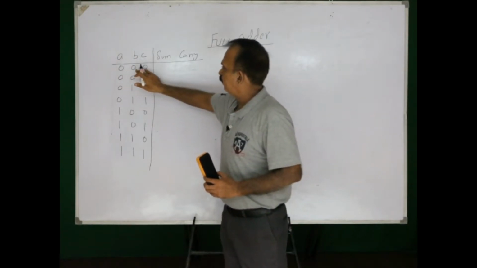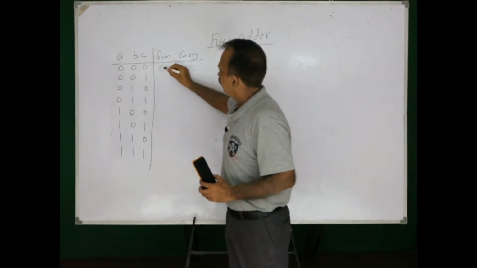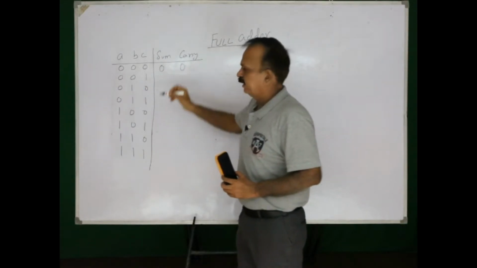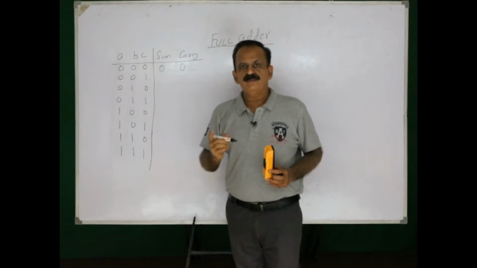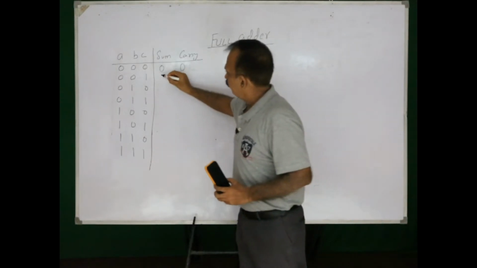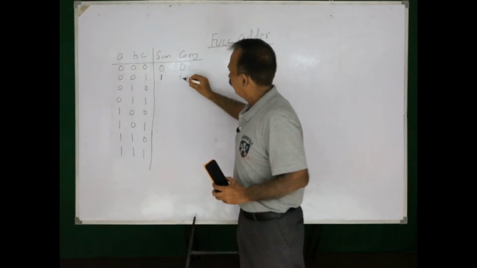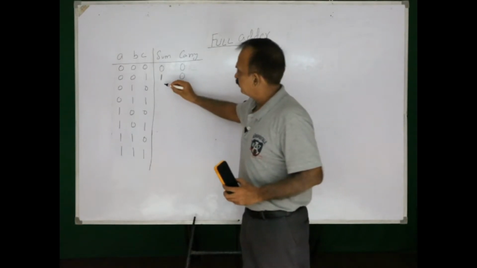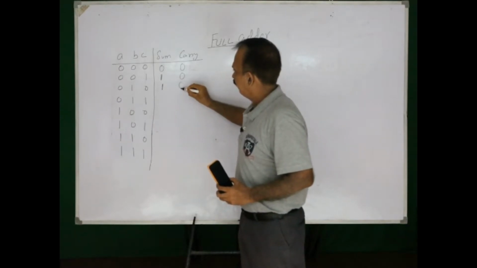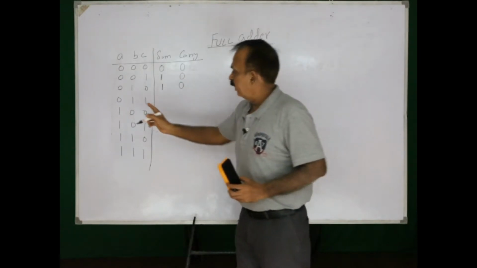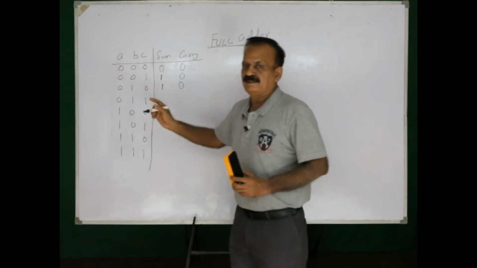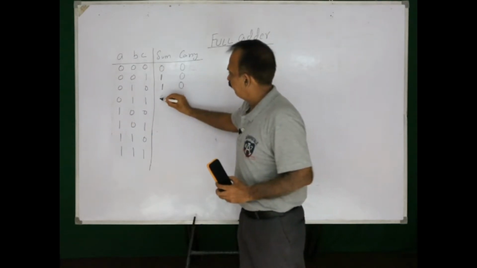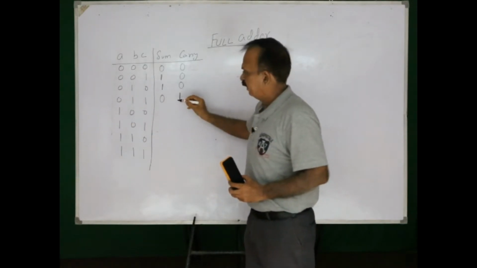0 plus 0 plus 0, the sum value will be 0 and the carry value will be 0. 0 plus 0 plus 1, the sum value will be 1 and the carry value will be 0. 0 plus 1 plus 0, the sum value will be 1 and the carry value will be 0. Now here it is 0 plus 1 plus 1. I hope now the sum value will be 0 and the carry value is 1.